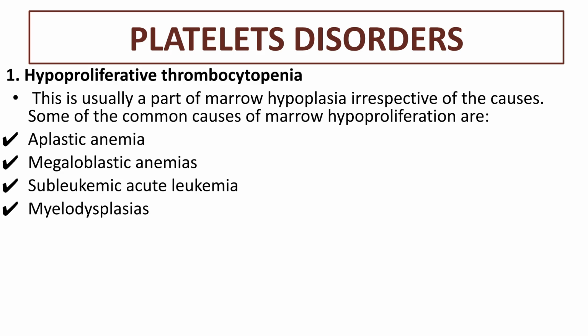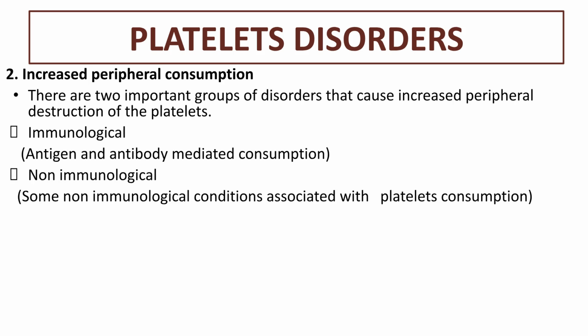Common causes include aplastic anemia, megaloblastic anemias, subleukemic acute leukemia, and myelodysplasias. Increased peripheral consumption of platelets is divided into immunological and non-immunological disorders. These conditions lead to increased destruction of platelets in the peripheral blood.